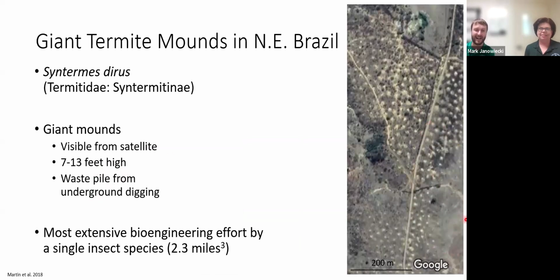They're 7 to 13 feet high. And they're not actually living in these mounds. They're actually digging their way through the ground, and they have to dump all of that dirt somewhere. So these are just waste piles from their underground digging. And it's thought to be the most extensive bioengineering effort by a single insect species. Over 2.3 cubic miles of dirt has been moved in this effort by these termites.